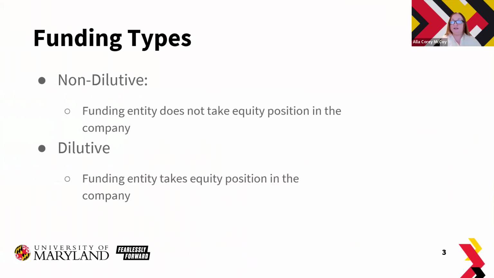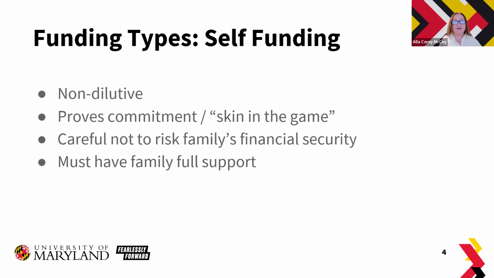So the very first major distinction in funding type is dilutive versus non-dilutive funding. Non-dilutive means that the funding entity does not take an equity position in the company. Dilutive means that the funding entity takes an equity position in a company, and thus their ownership stake dilutes existing owners. And we'll talk about different examples.